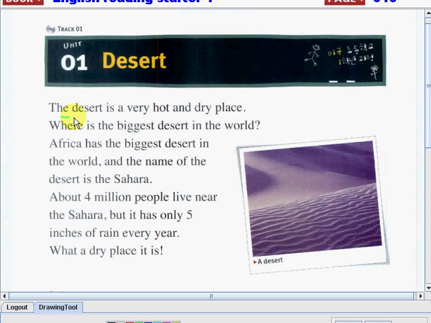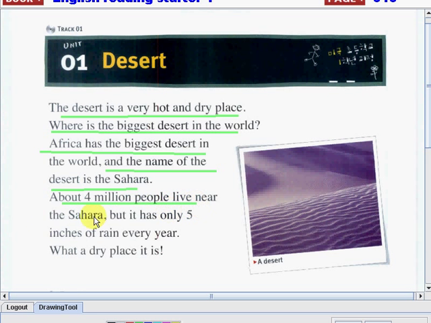The desert is a very hot and dry place. Where is the biggest desert in the world? Africa has the biggest desert in the world, and the name of the desert is the Sahara. About 4 million people live near the Sahara, but it has only 5 inches of rain every year. What a dry place it is.